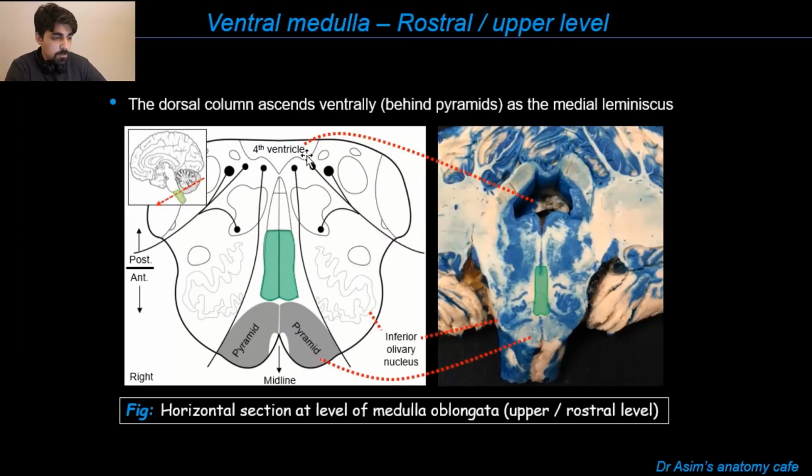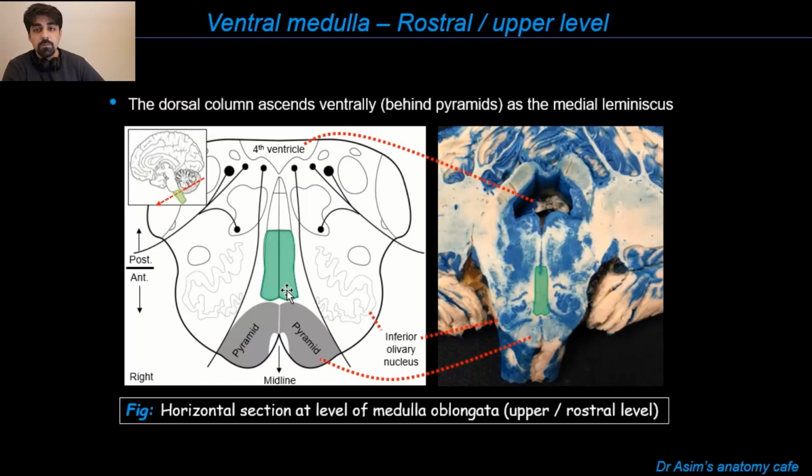This is a horizontal slice taken through the upper medulla oblongata. You can see the fourth ventricle at the back, so this would be the posterior aspect of the horizontal slice. Anteriorly, you can see the pyramids, where the corticospinal tract would be running, which is a more ventrally situated structure in the upper medulla, and so this would be the anterior aspect of the slice. Right behind the pyramids, we can see some green color-coded region, which is the area where the medial lemniscus or the dorsal column pathway is now ascending.